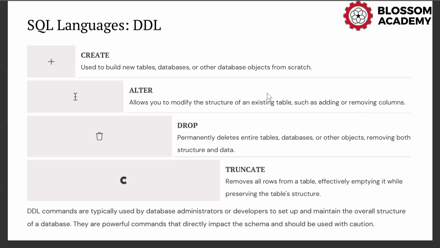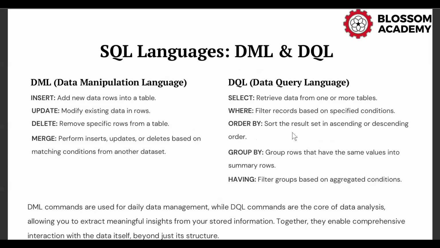So now let's move to DQL, right? If you're trying to retrieve data from one or more tables, you use select. Now, what does where do? Remember, select is just retrieving data from one or more tables. Now you might want to specify a condition.